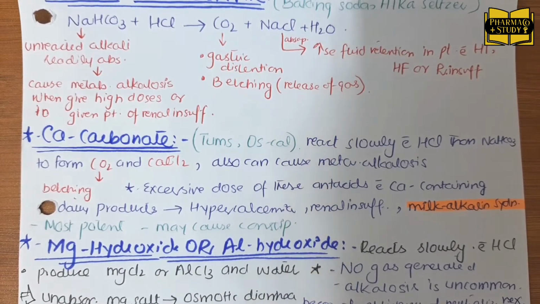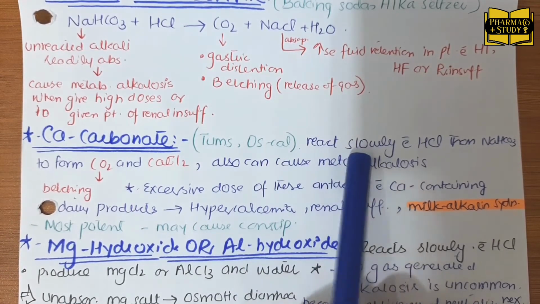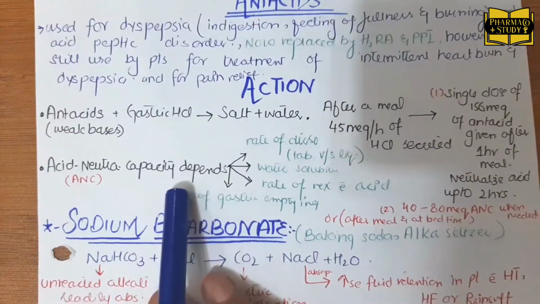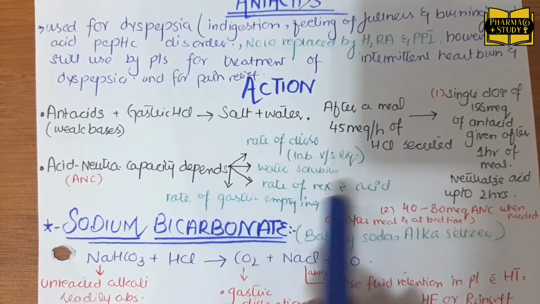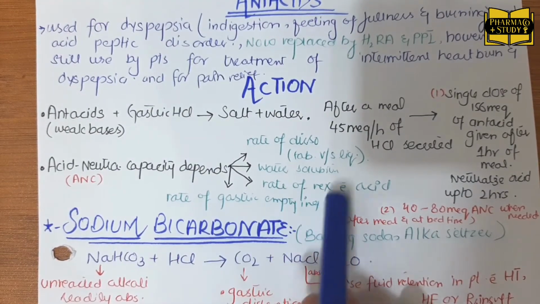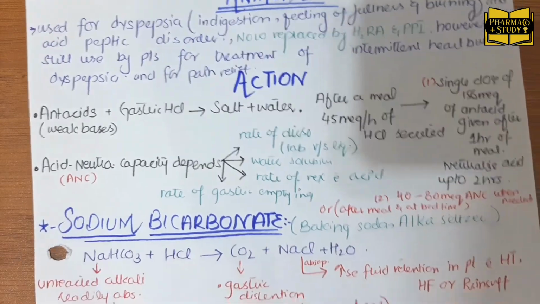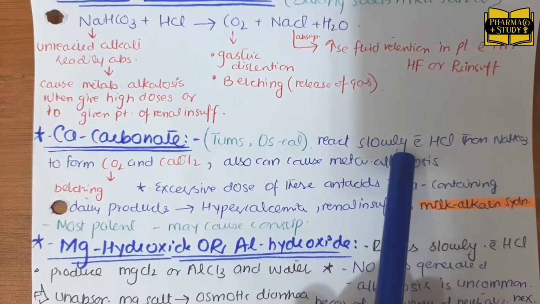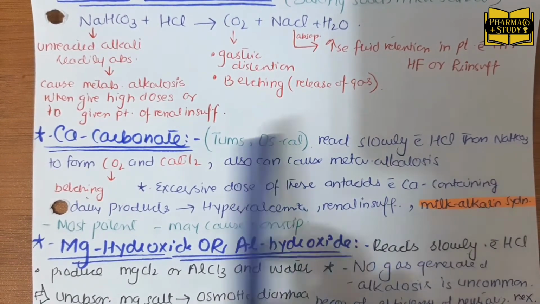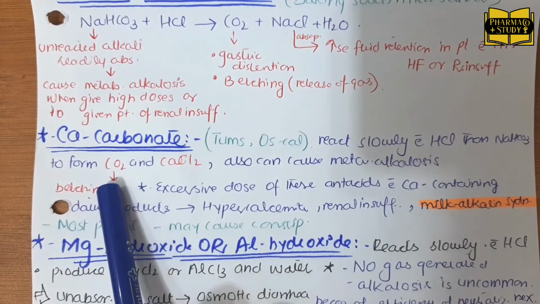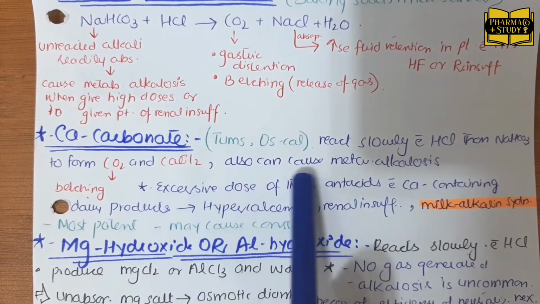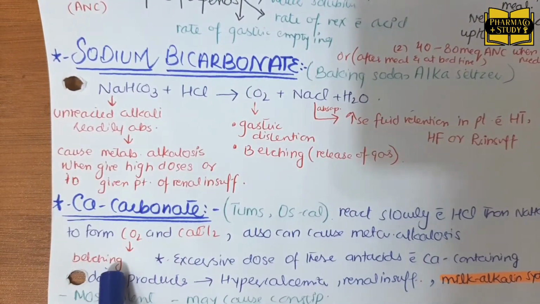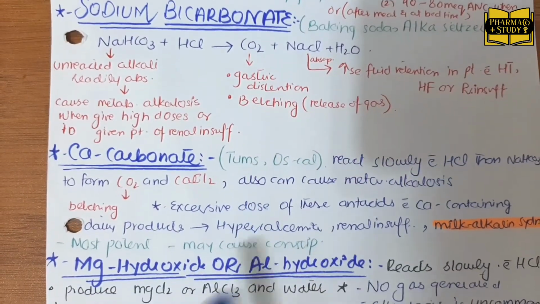It also reacts with the HCl. However, its reaction with the HCl is slower than sodium bicarbonate. As we have discussed, the acid neutralizing capacity also depends upon the rate of reaction with the acid. If the rate of reaction is slow, then the acid neutralizing capacity is less. It reacts slowly with the HCl compared to sodium bicarbonate, and it also forms carbon dioxide and calcium chloride. It also causes metabolic alkalosis because it also gets absorbed, and it also produces belching.